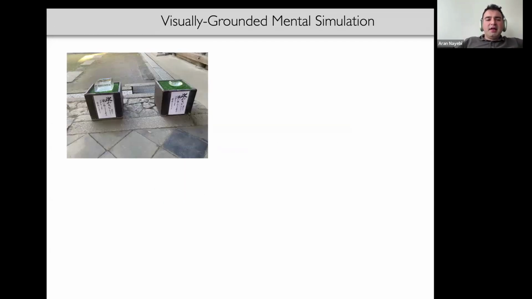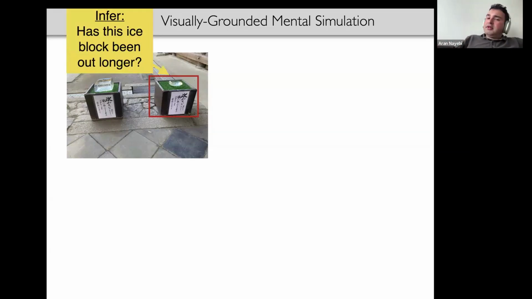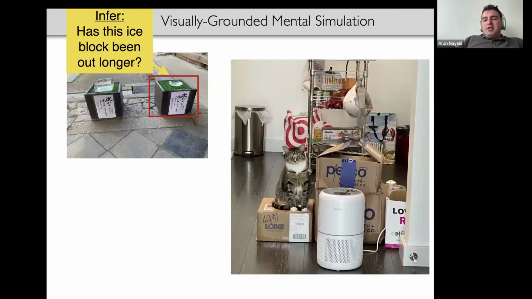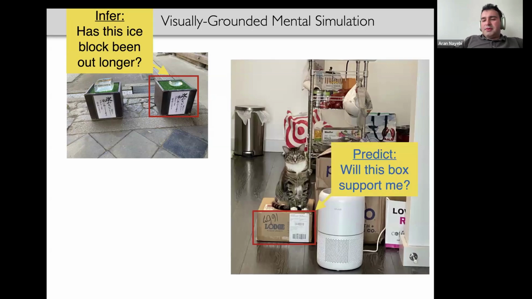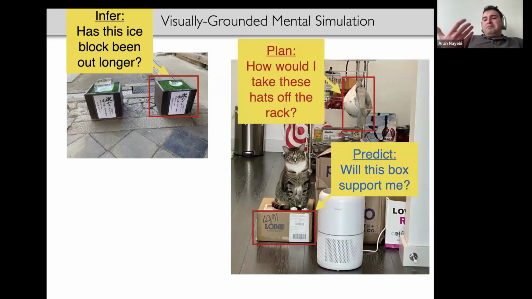And we looked at this phenomenon of mental simulation. What I mean by that is oftentimes when we look at pixels in this image of these two ice blocks, we can infer that the one on the right has been out longer than the one on the left, by our understanding of temperature and how those dynamics unfold in time. And this is something that goes beyond the pixels and the immediate object categories in this image. Another example is my cat will predict whether this box will support her when she gets on it. And I can plan intervening actions of how to take these hats off the rack just by looking at this image, and it's not in those pixels directly, I'm simulating it.